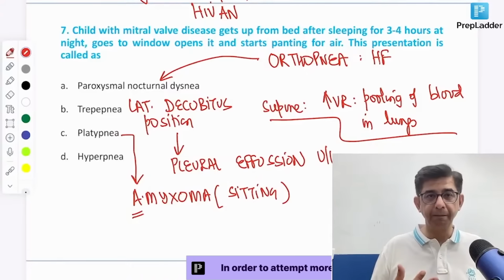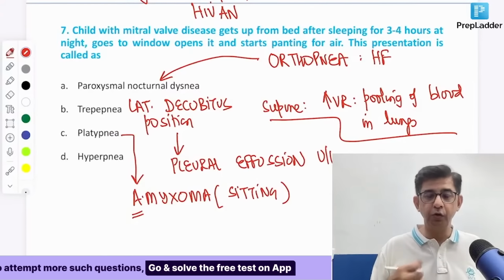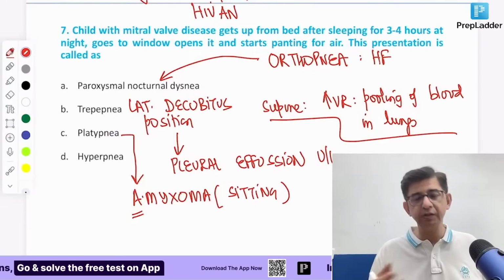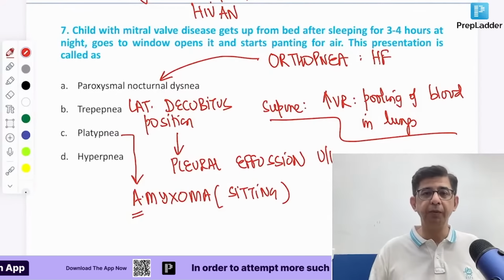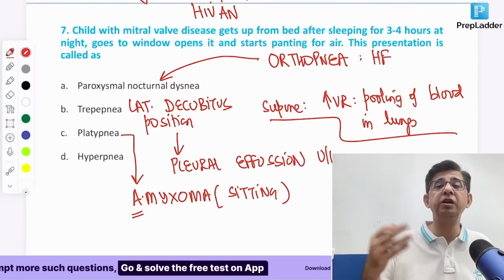Hyperapnea means fast breathing. If I'm nervous, like you went to the examination center and you are a little late, so you will get nervous, and then you will start doing fast breathing. So hyperapnea का मतलब सिर्फ fast breathing होता है. I'm not talking about fast breathing here, I'm talking about position related breathing.